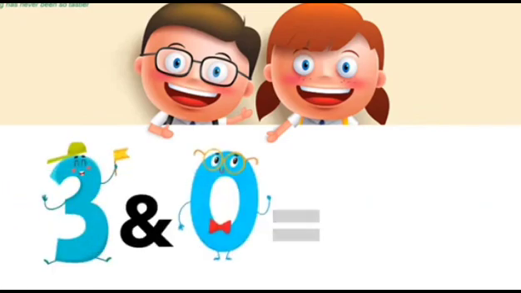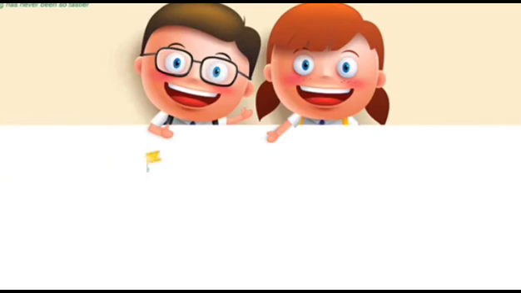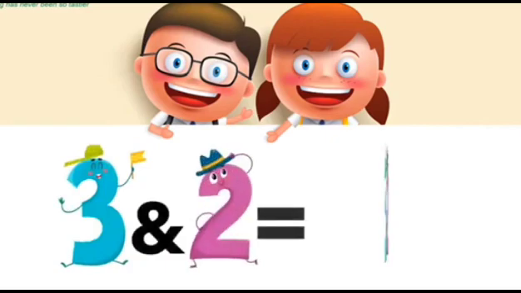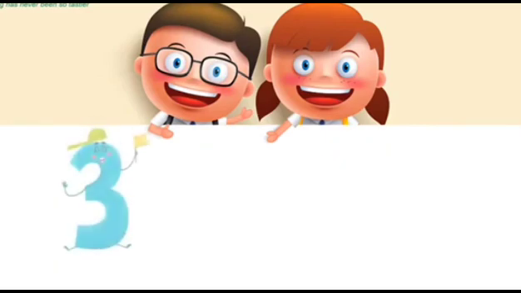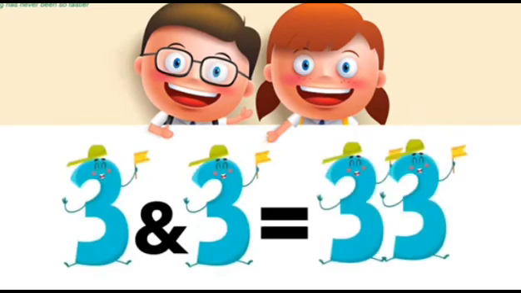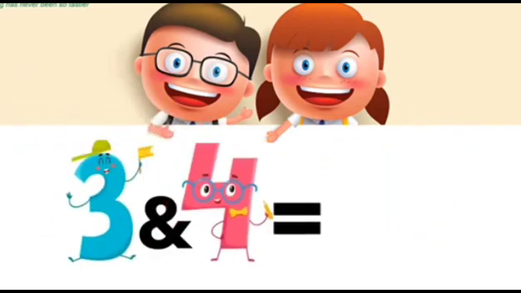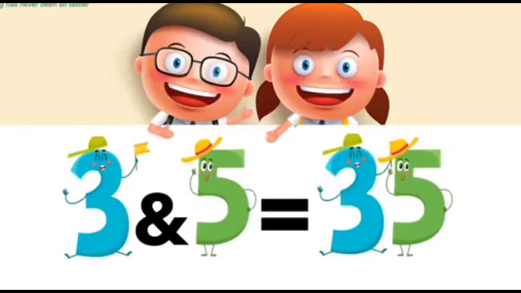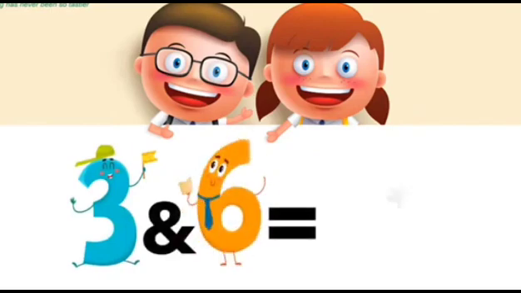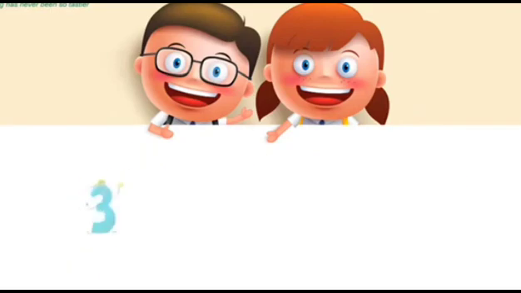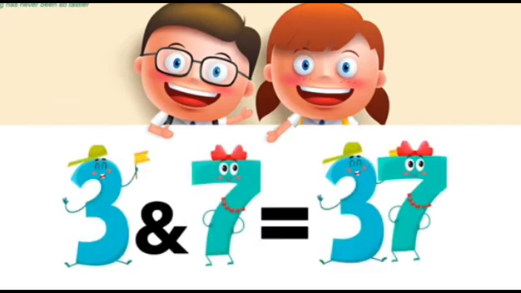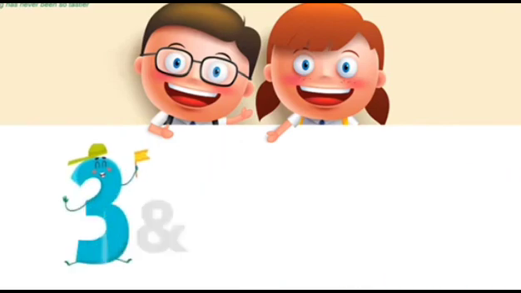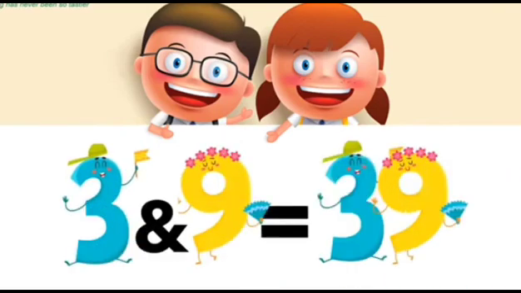3 and 0 is 30. 3 and 1 is 31. 3 and 2 is 32. 3 and 3 is 33. 3 and 4 is 34. 3 and 5 is 35. 3 and 6 is 36. 3 and 7 is 37. 3 and 8 is 38. 3 and 9 is 39.